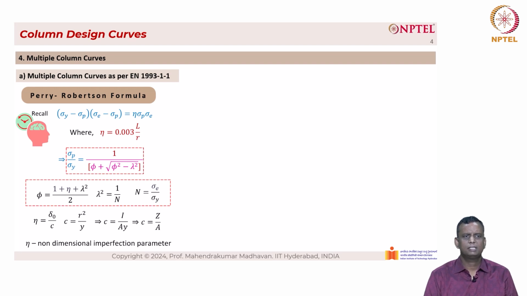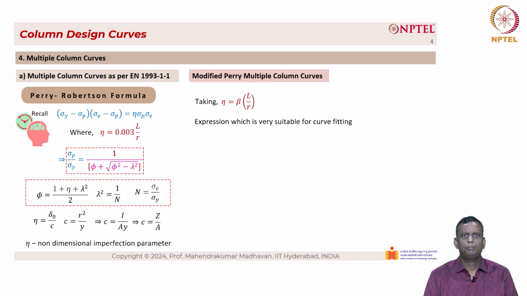C is represented as r square by y, which implies c equal to I by ay, which also means that c equal to z by a, where z represents the section modulus. The modified Perry-Robertson column curves can also be obtained by taking eta equal to beta into L by R. This expression is very suitable for curve fitting.